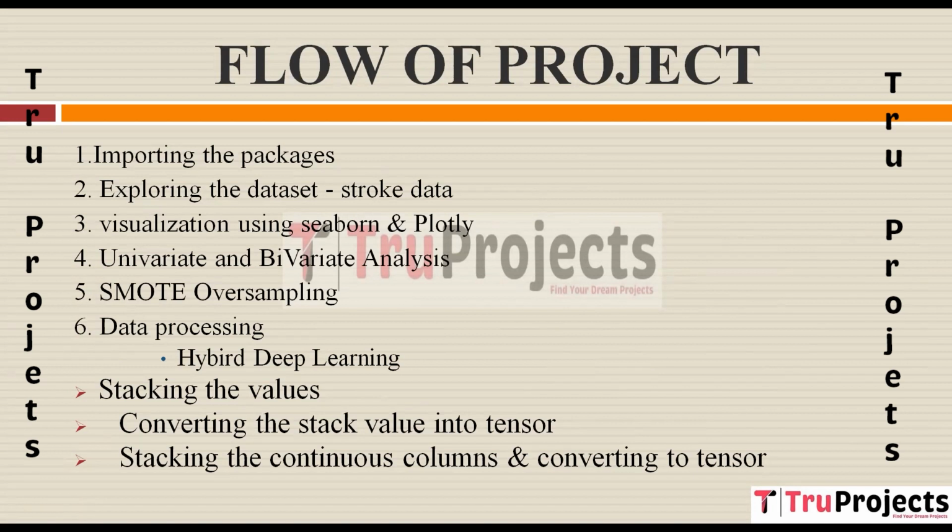Univariate and bivariate analysis. Univariate analysis focuses on examining individual variables in the dataset, such as calculating summary statistics, visualizing distributions, and identifying outliers. Bivariate analysis, on the other hand, explores relationships between pairs of variables, helping to uncover correlations and dependencies.